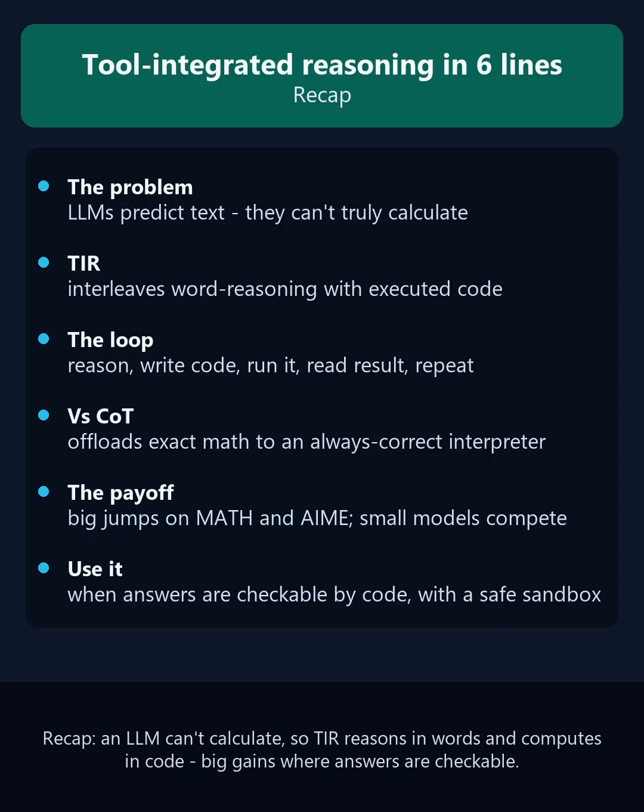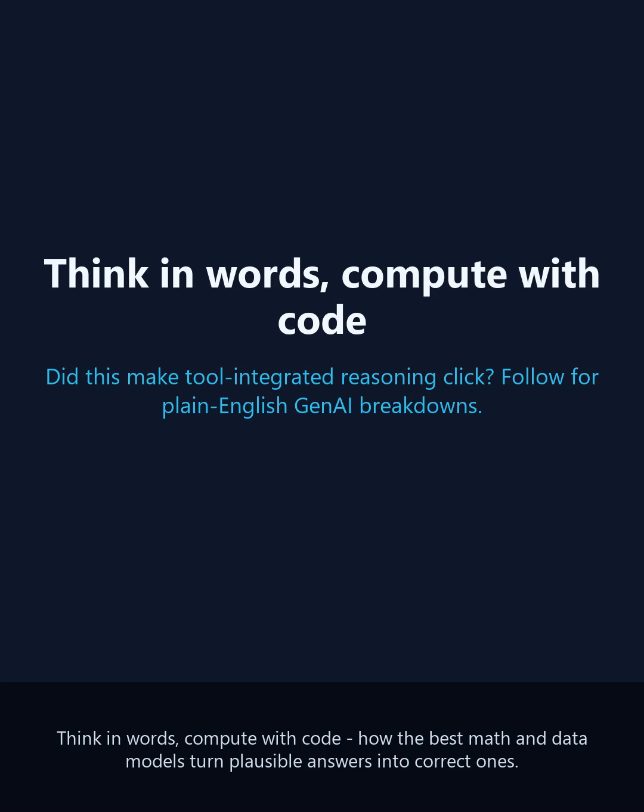Let's recap. A language model predicts text, so it cannot truly calculate. Tool-integrated reasoning interleaves its natural language thinking with real code that an interpreter runs and returns. The loop is simple. Reason, write code, execute, read the result, repeat until solved. Compared to chain of thought, it hands the hard math to an always correct interpreter, which drives big gains on MATH and AIME. Reach for it whenever the answer can be checked by code. That is tool-integrated reasoning. Let the model think in words, but compute with code. It is how today's best math and data models turn plausible answers into provably correct ones.